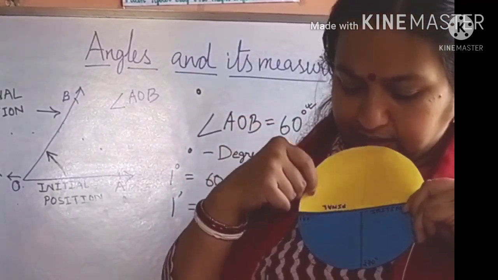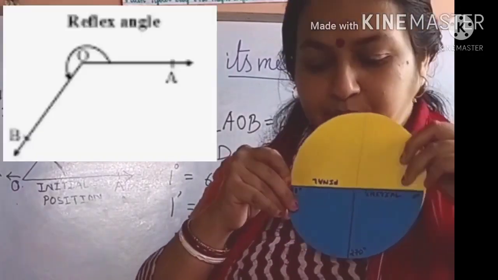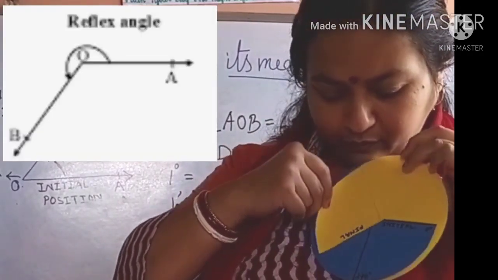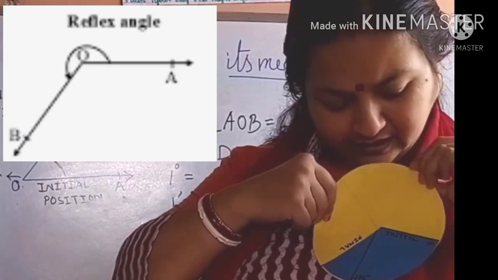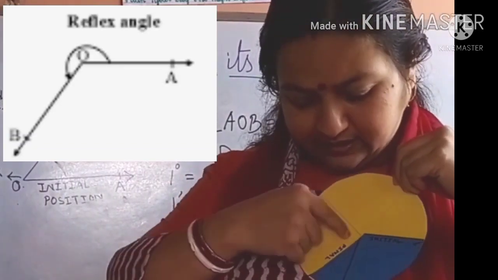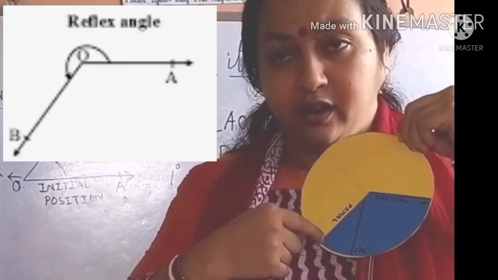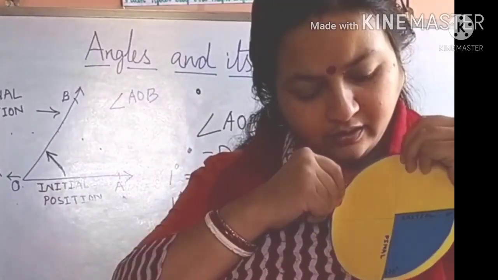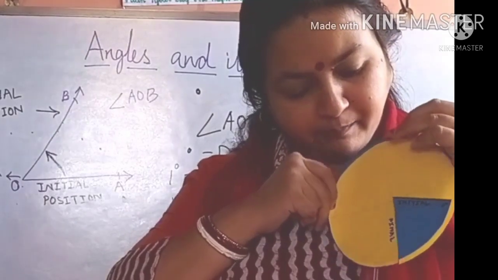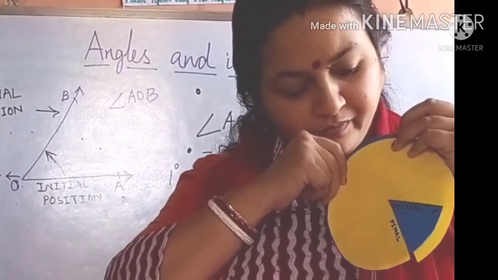Okay. The next is reflex angle. The angle which is more than 180 degree, like this. See, this is more than 180 degree, the straight line, and less than 360 degree. Then it is called a reflex angle. This is also a reflex angle. This is also a reflex angle.